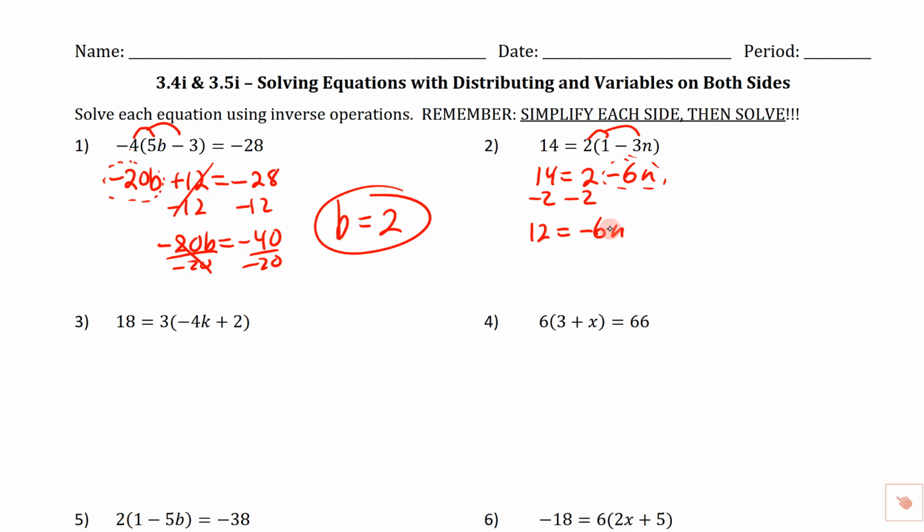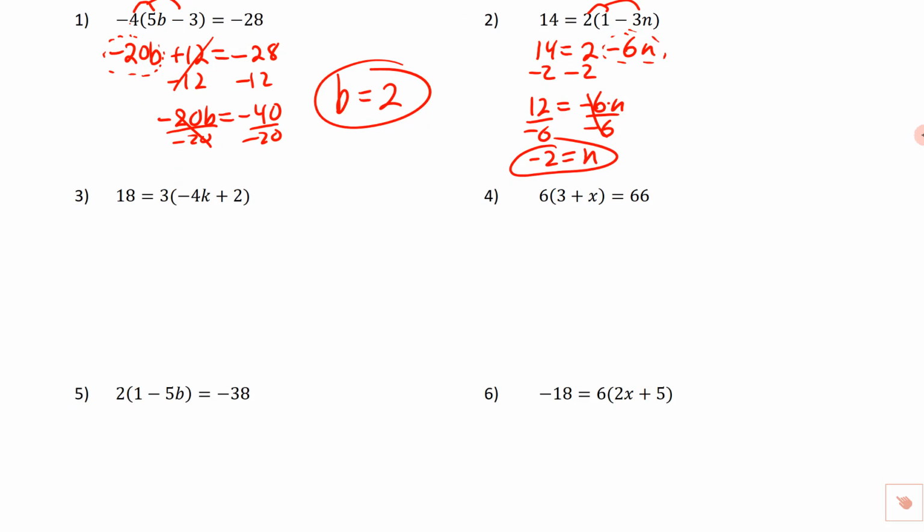Again, remember, that is multiplication, so we're going to divide both sides by negative 6. Those are going to cancel, so I'm going to have an n on this side, and a 12 divided by a negative 6 is a negative 2. Again, there's no problem in having the variable on this side. Whichever side the variable ends up on, we're just going to go ahead and leave it there. So we'll take a look at number 3 and 4 here.